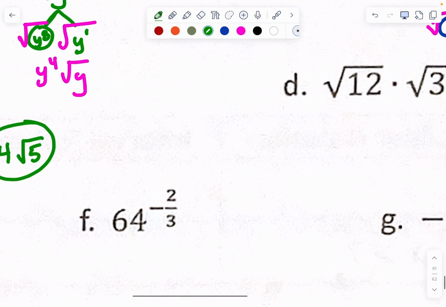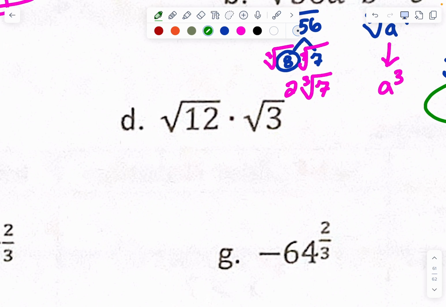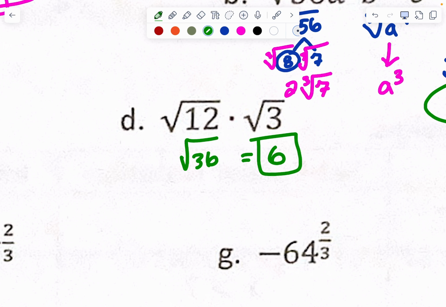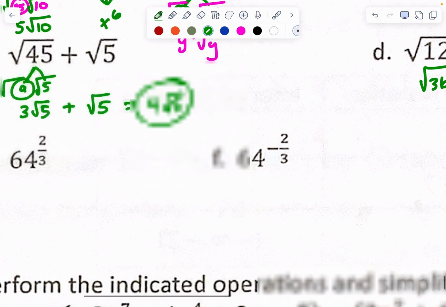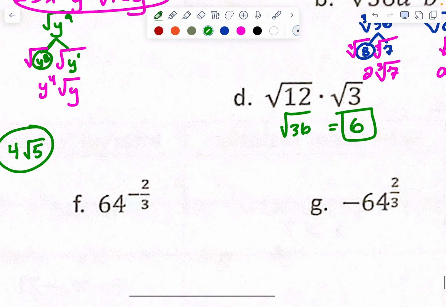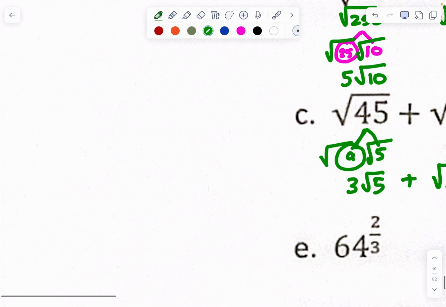That was C. D. Can I multiply them if they're not like terms? Yes. So this ends up being the square root of 36, which is 6. Well, how'd you do? Just 6. But they're not like terms. But you can multiply them if they're not like terms, right? It's the same way, like Dylan.